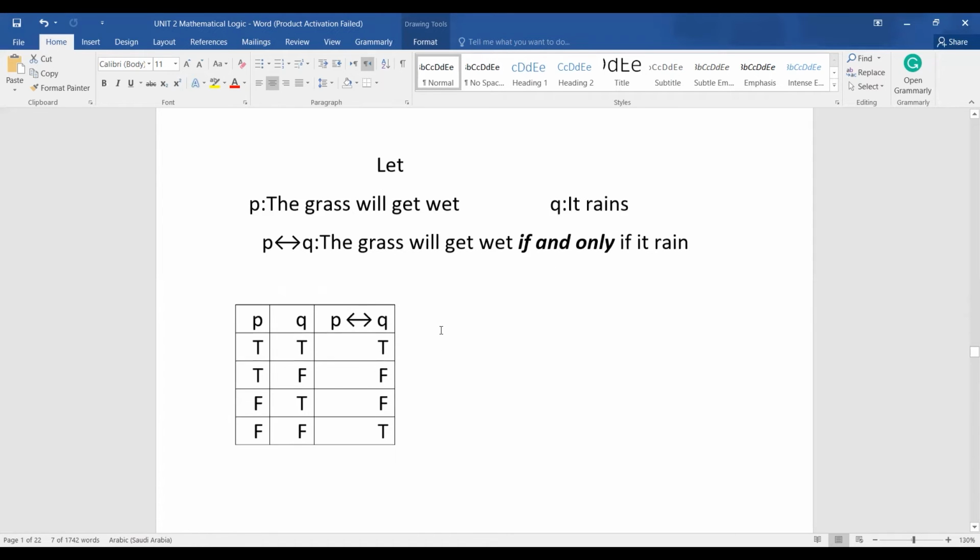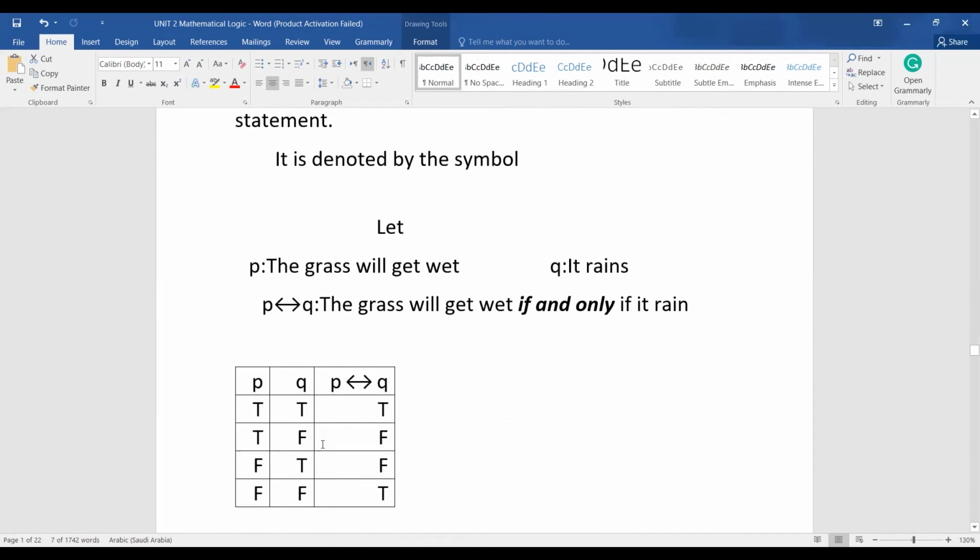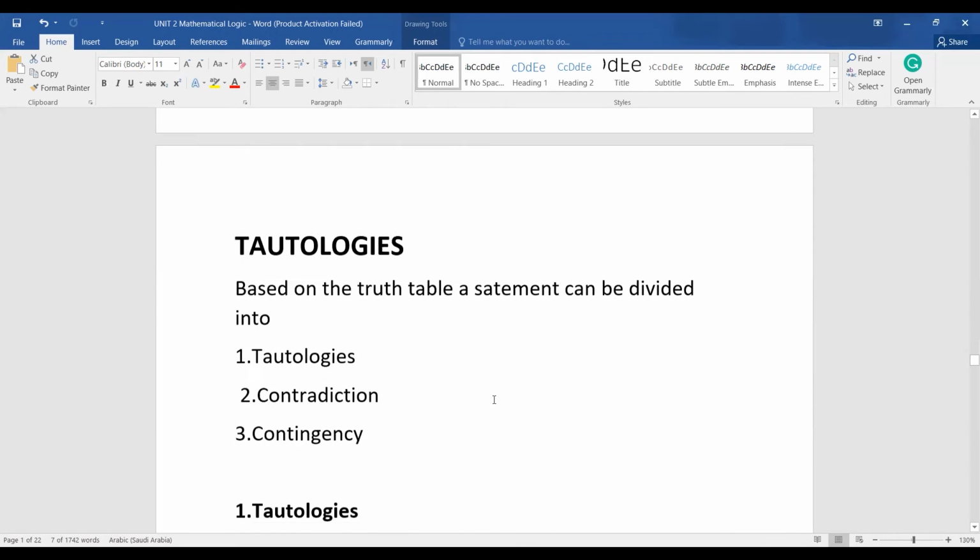That is the biconditional connective, if and only if. Is it clear so far, the truth value, the truth table? Yes. Okay, next.